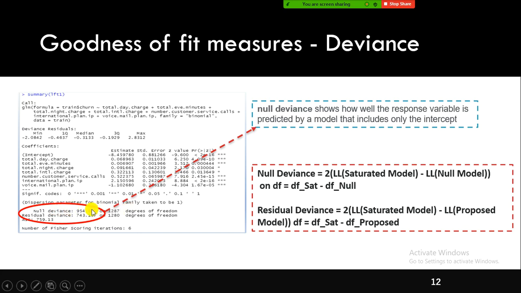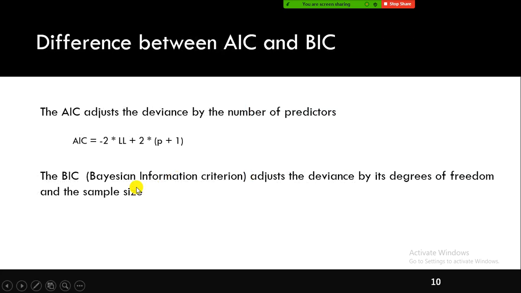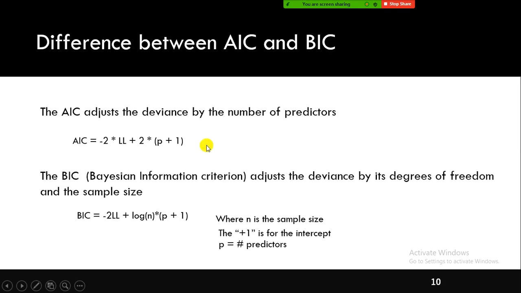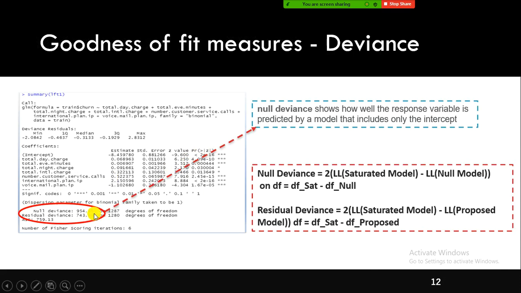Here the null deviance refers to the null model. Like in Python, you remember I was talking about LL null, right? So it is somewhat similar to this one. Null deviance refers to the null model, that is an intercept only model. And the next one is residual deviance. What is residual deviance? After including all the independent variables in the model, what is the deviance? Deviance is nothing but the residual or error. Usually, the residual deviance will be less than your null deviance.